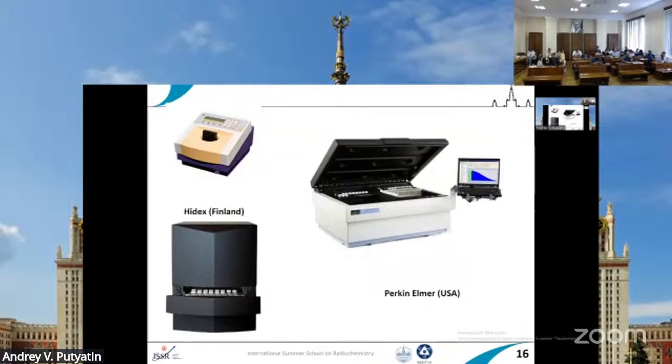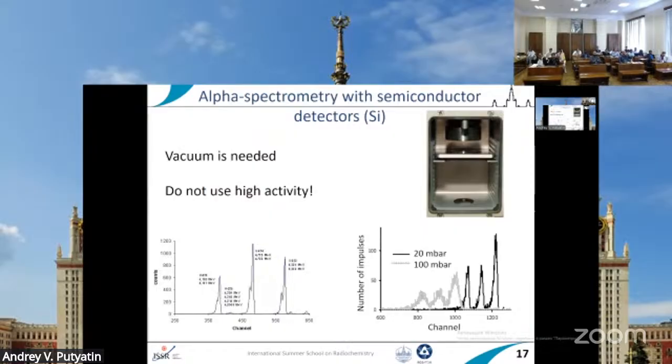So these are typical devices for liquid scintillation counting. I think this one is one of the most popular in the world, this Perkin-Elmer machine, and nowadays Tricarb also belongs to Perkin-Elmer. And another company, Hidex in Finland. I think there are some other companies, but I think these two companies are the most popular.